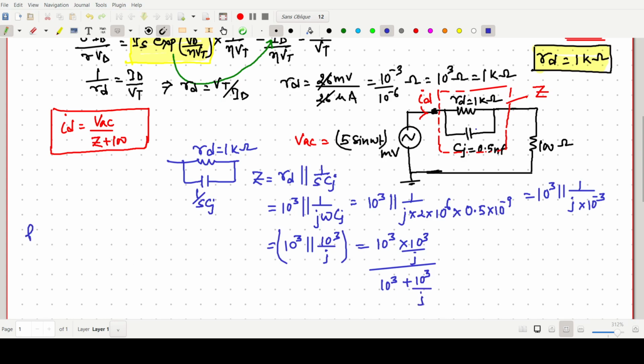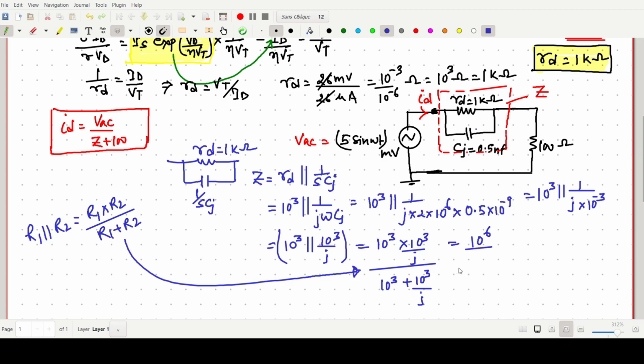Okay, what I am doing, if R1 parallel with R2, so it should be R1 into R2 divided by R1 plus R2. The same thing we are doing here. So it should be 10 to power 6 j, j cancel out, and if we take 10 to power 3 as a common, it should be 1 plus j. Okay, very simple calculation. So the final result will be 10 to power 3 by 1 plus j. Is it okay?